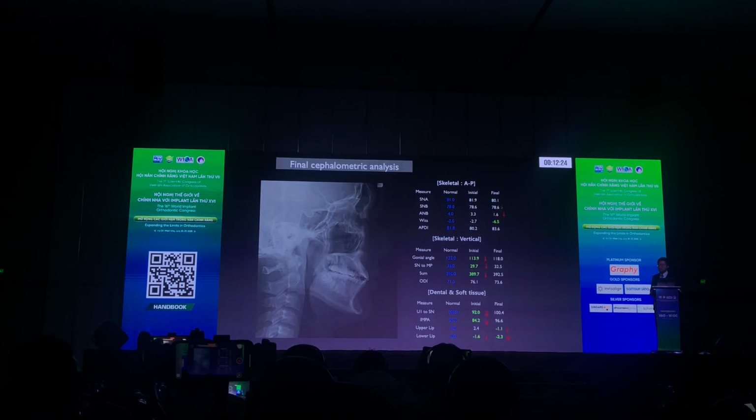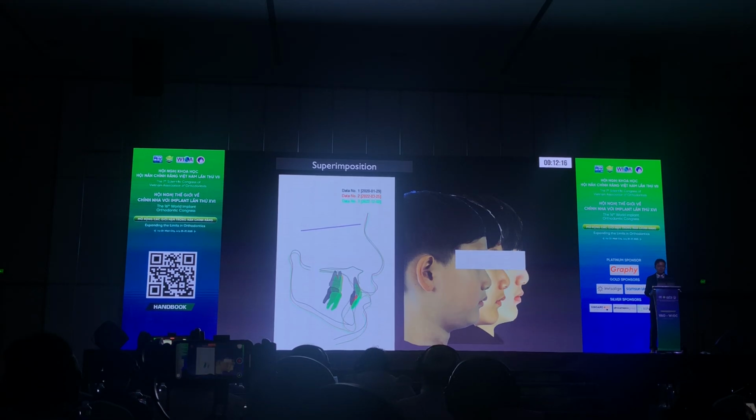And here are the skeletal outcomes. Now, he was almost Class 3 because of mandibular growth, which promoted the facial profile changes. I think it's better than the initial profile.